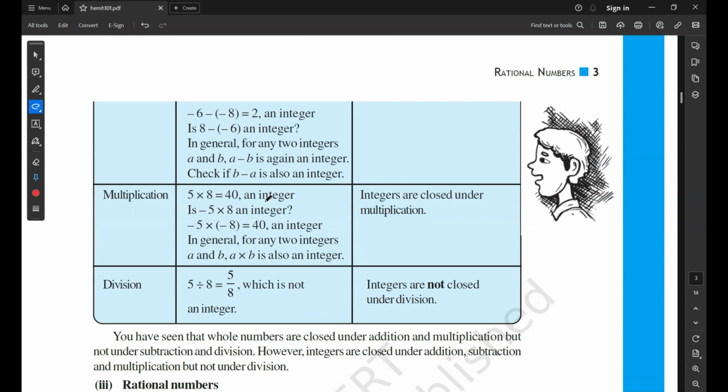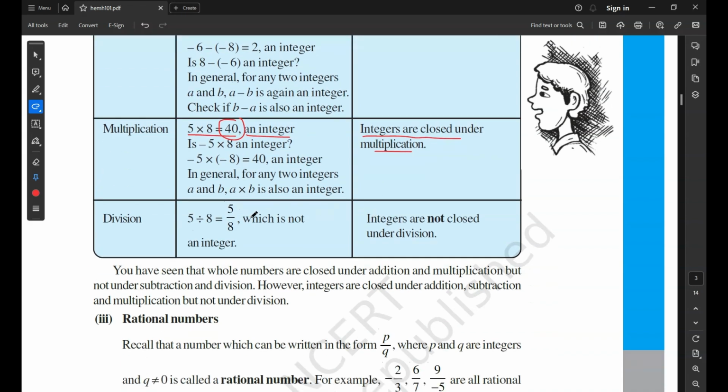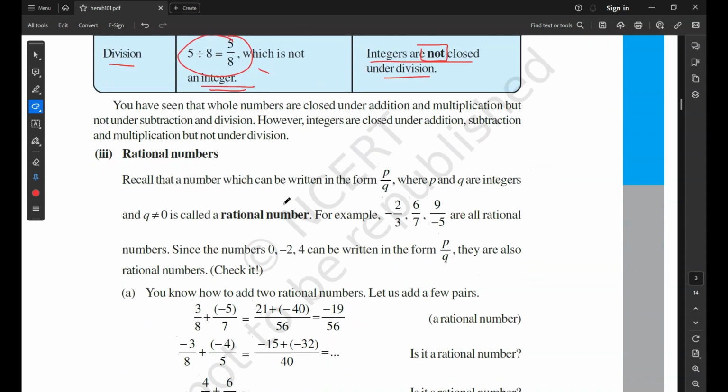What about multiplication? For example, we multiply 5 into 8, we get 40. That is also an integer. As we are getting an integer, we say that integers are closed under multiplication. But talking about division, it does not satisfy. It will not give us an integer. So integers are not closed under division. As I have mentioned earlier, rational numbers can be written in the form of p by q, where p and q are integers, and q should not be equal to 0. Then it is called a rational number.